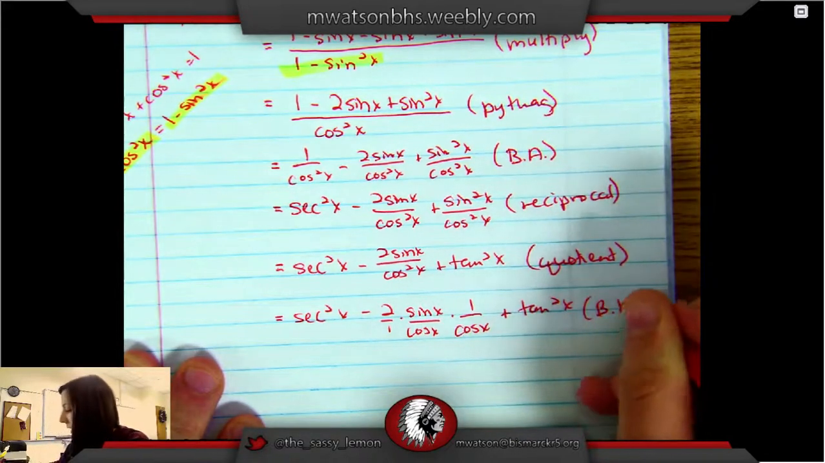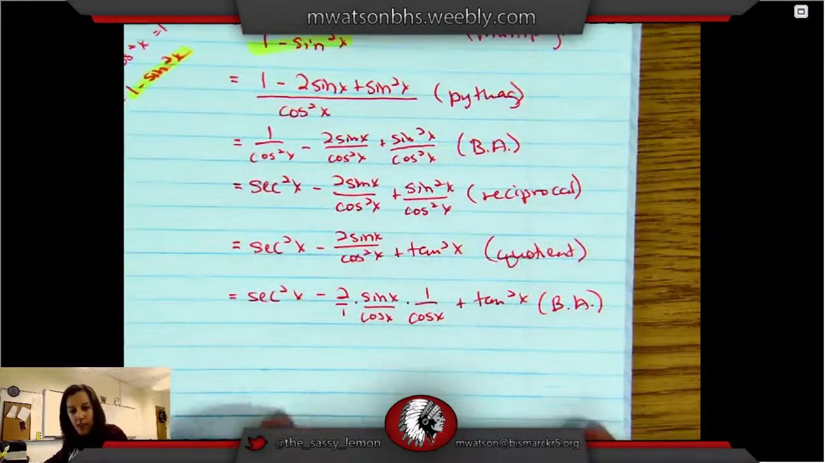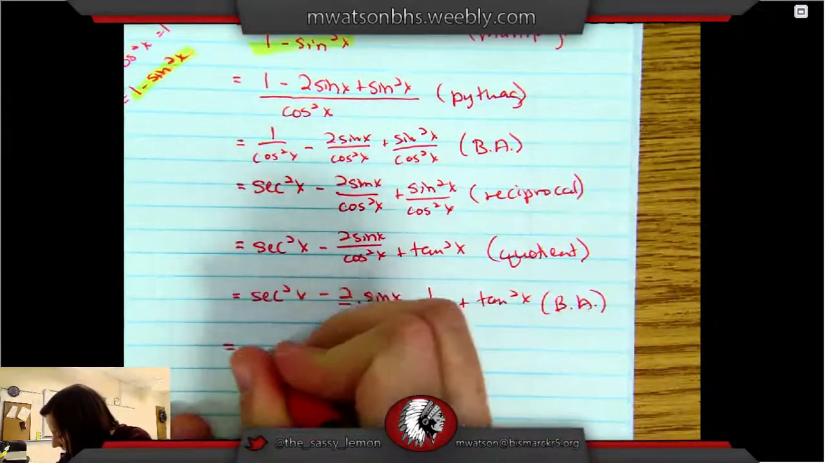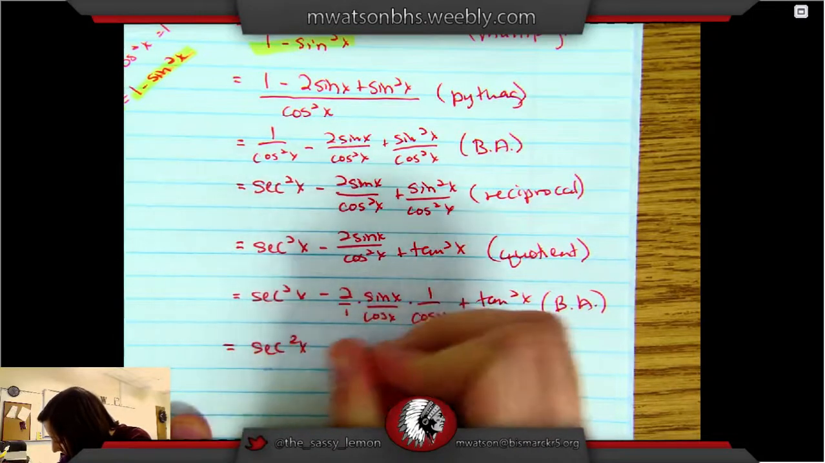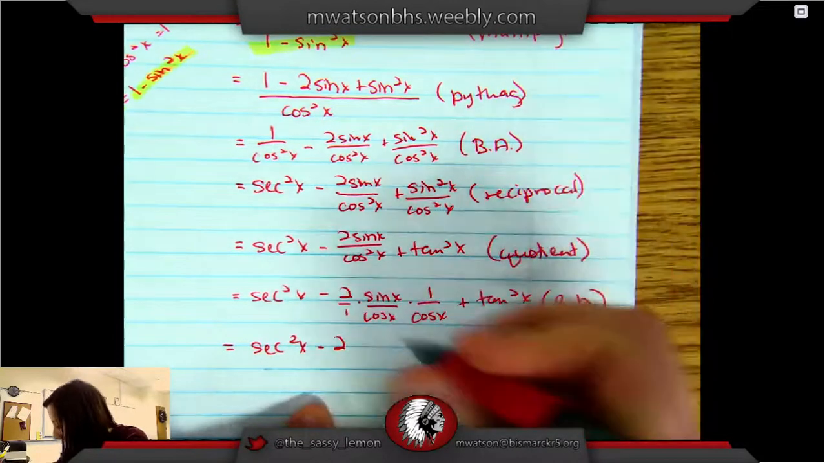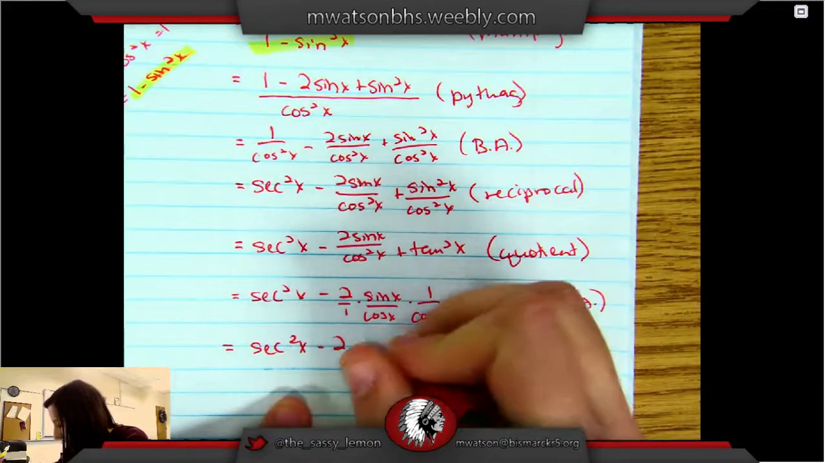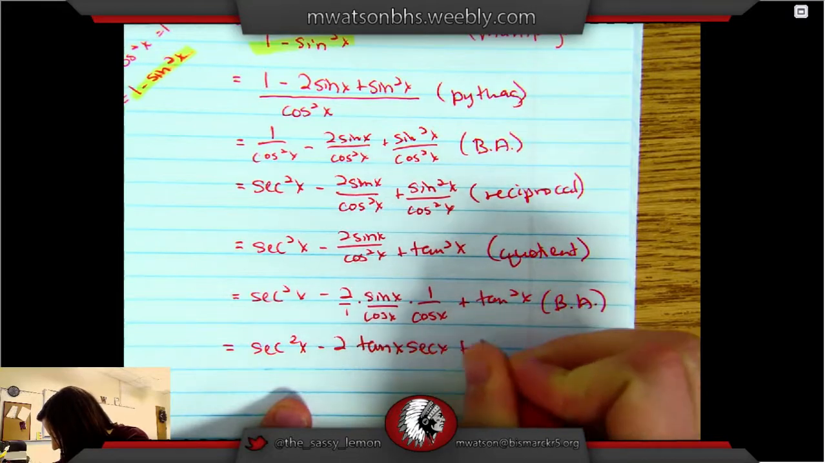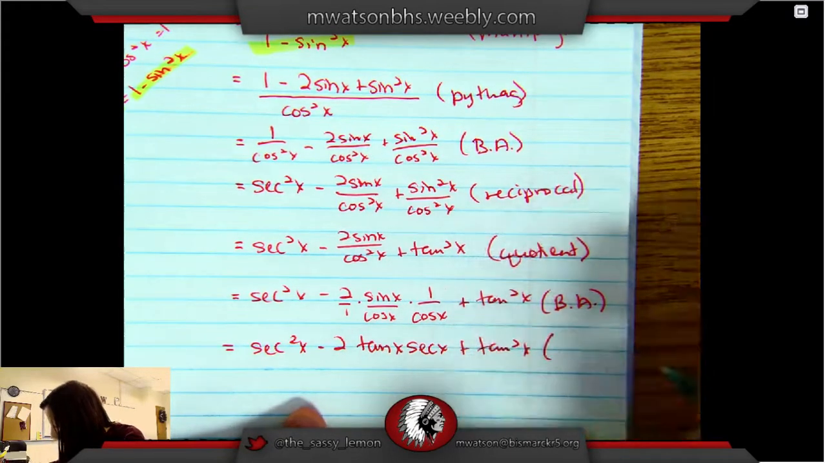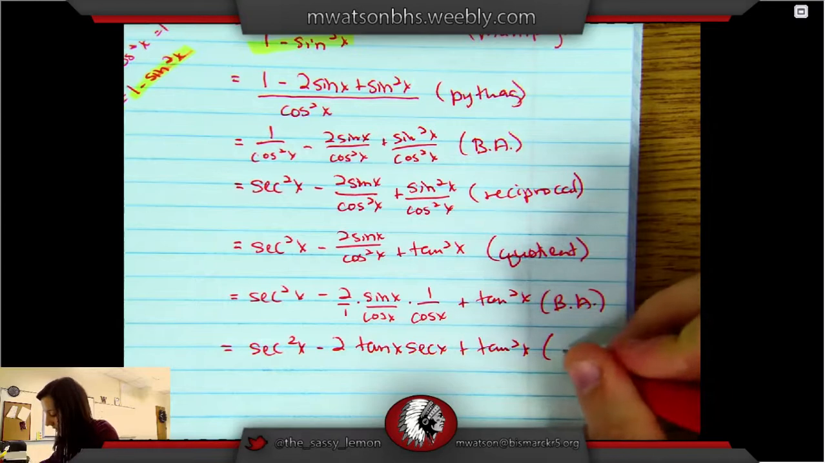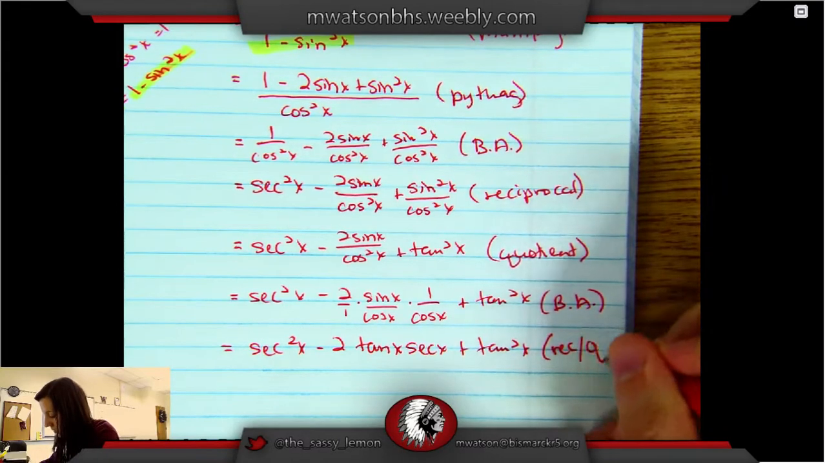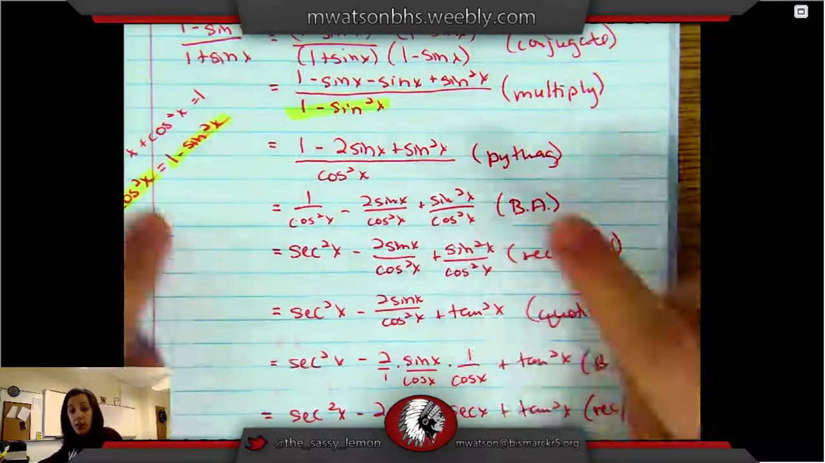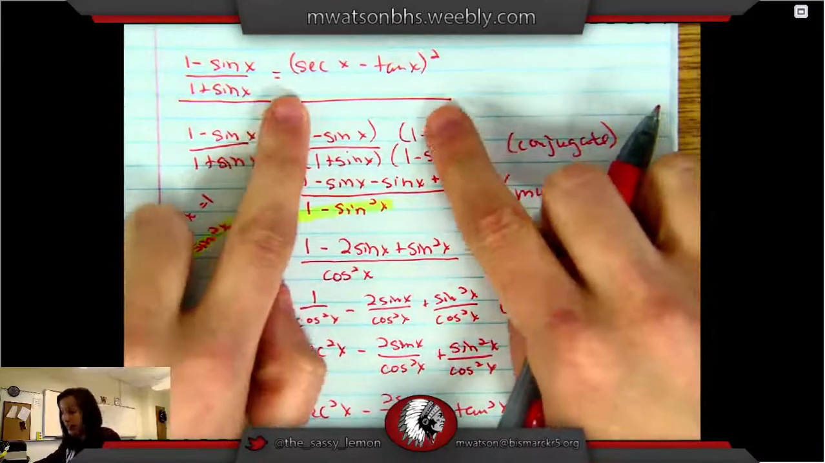So all I did there was break these apart. Now look, we've got a tangent and it's got a secant. So I'm going to change both of those in the same step because we've already used them up here. So we've got minus 2 tangent x secant x. And I'm going to put reciprocal slash quotient. And we're really, really close to getting something that would factor into this.